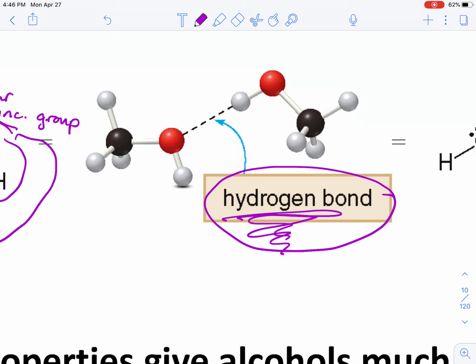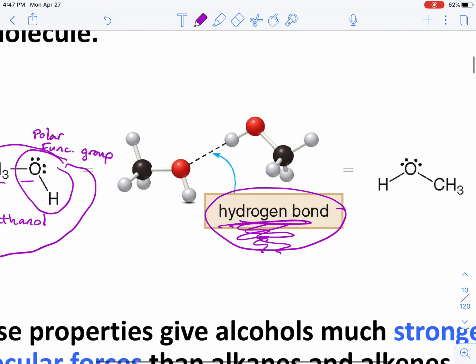I'm not too sure if you guys have ever played with magnets in the store. Some of them, very weak magnets, you can pull apart very easily. You can attribute that to London dispersion forces. But when you're talking about stronger magnets, it would require more investment in terms of physical energy and physical output to separate those two magnets apart. And so that's what's happening with hydrogen bonds with respect to dipole-dipole and London dispersion forces.